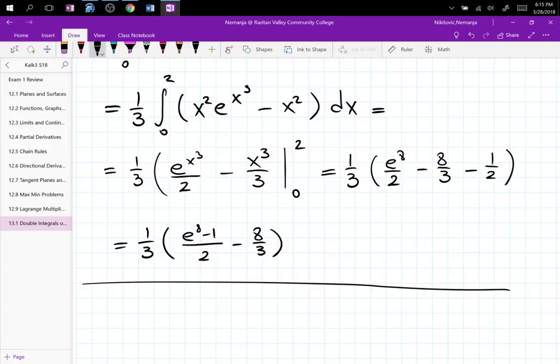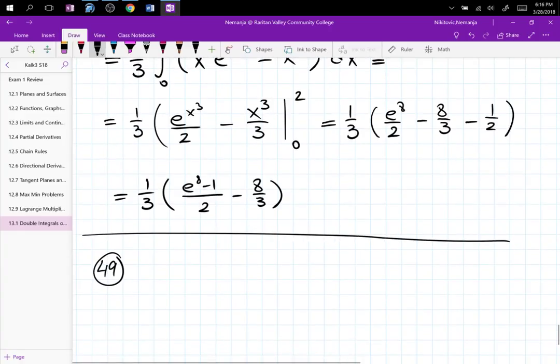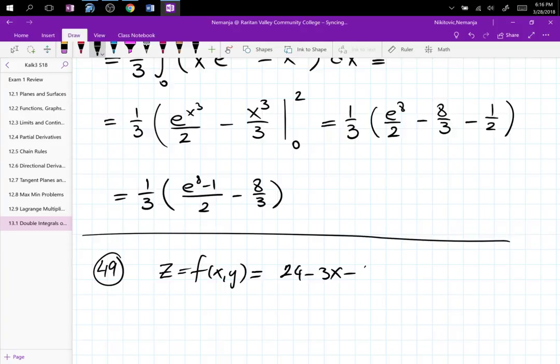So we can solve any one of these. It doesn't matter which one. 47, 48, 49, 50. Which one? 49. Thank you for picking one. All right, let's go do 49 and then move on with the next stuff. So we have that our z, which is f of xy, is given as 24 minus 3x minus 4y. So that's the plane which cuts the object.